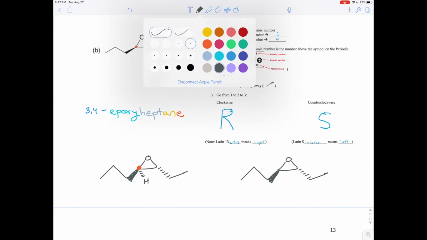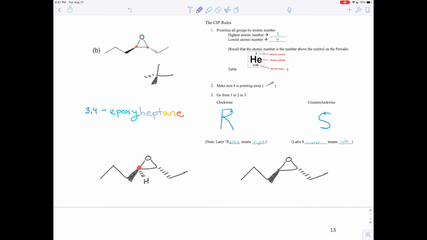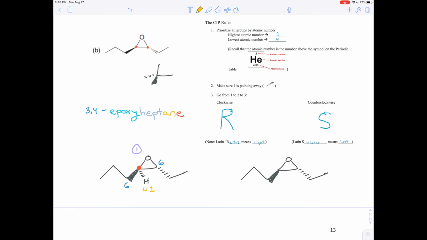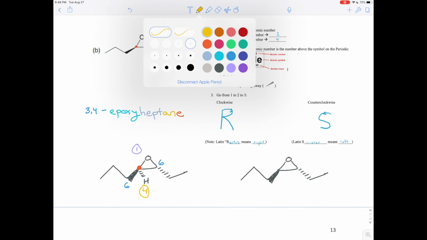So let's assign priorities. Oxygen has an atomic number of 8. It's pretty high. Hydrogen has an atomic number of 1. It's pretty low, lowest on the periodic table. Carbon here has an atomic number of 6, and here has an atomic number of 6. So those 2 tie. Well, straight off the bat, we know that the oxygen is going to get the highest priority. It has the highest atomic number. So we'll call that one 1. We also know that the hydrogen is going to get the lowest priority, 4, because it has the lowest atomic number. So it's just a matter of comparing the 2 carbons.